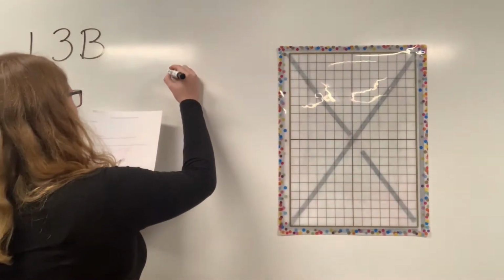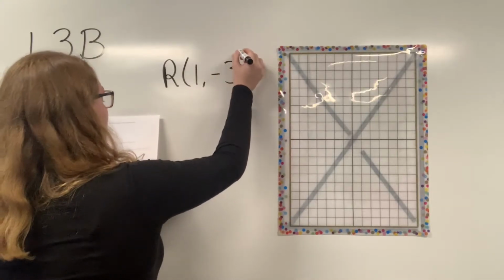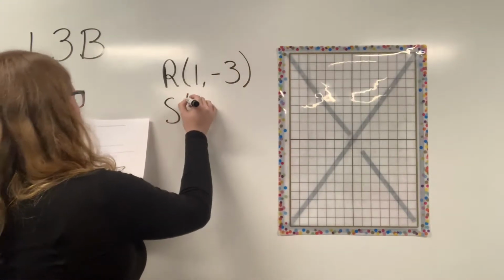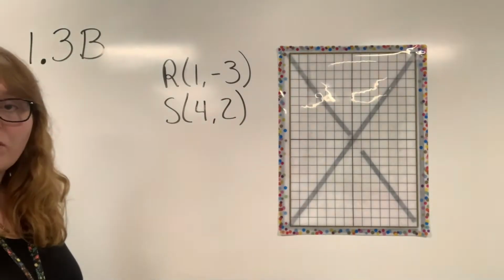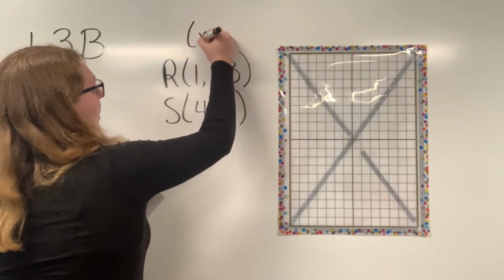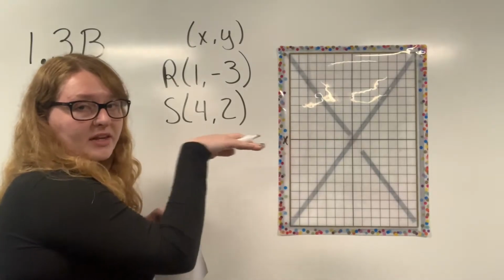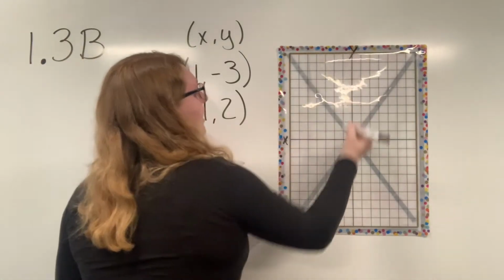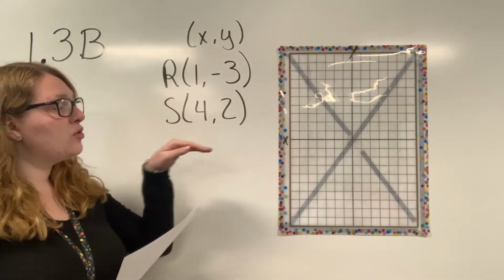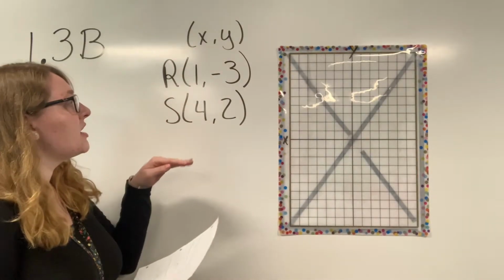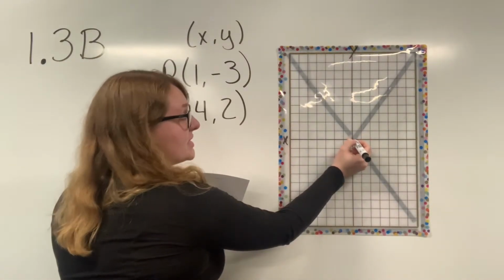Our first example, we have a point R at (1, -3), and a point S at (+4, +2). Remember that all points are x, then y. And our x-axis is the one that is horizontal, and our y-axis is the one that is vertical. So since x comes first, we're going to move along the x-axis first, then the y. We always start at the origin, or (0, 0).